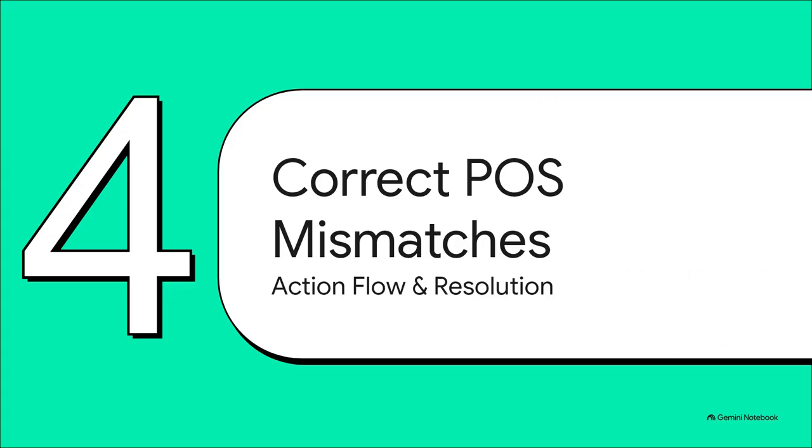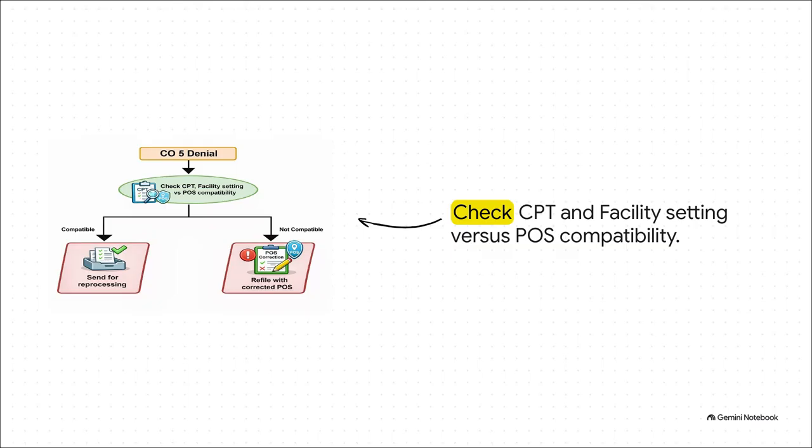Which brings us to part 4, correcting POS mismatches. Let's look at the action flow and case resolution. Let's map out the exact workflow you need to clear these mismatches from your AR and get those claims paid. Your workflow should always start by checking the POS compatibility table. Look at the CPT code definition alongside the facility setting. Now, if it actually aligns and the payer just made a mistake, push the claim back for reprocessing. But if it fails that compatibility check, you've got to dive into the clinical record, verify the actual encounter location, update that two-digit POS code, and refile.